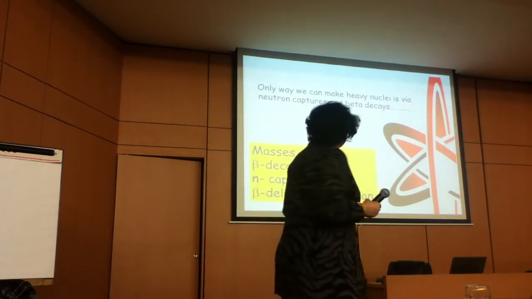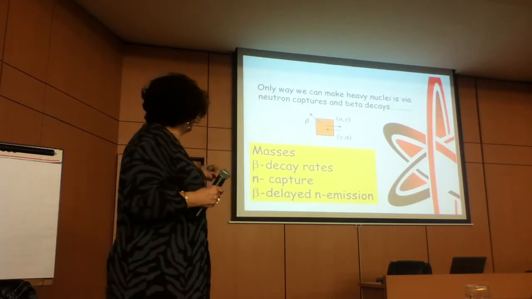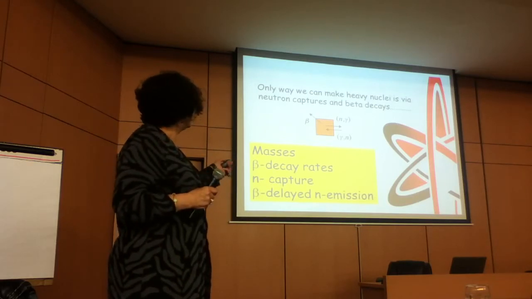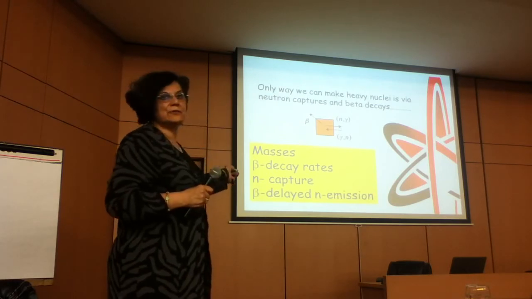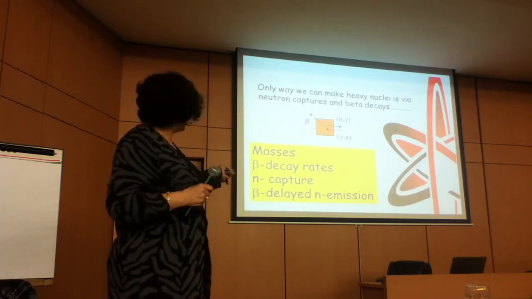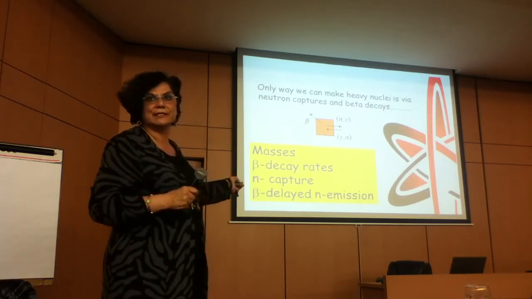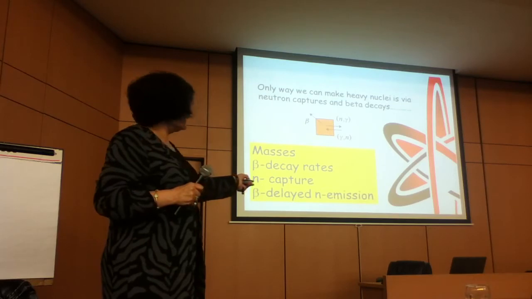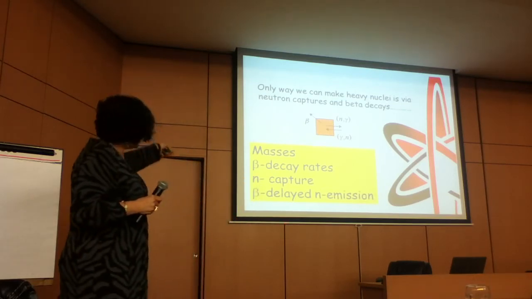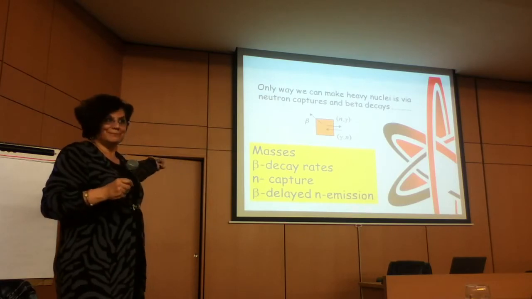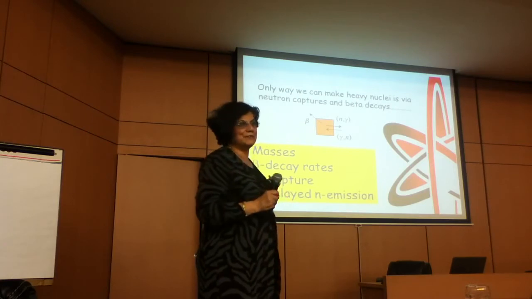So what's the nuclear physics? What are the input parameters that go in? If we're going to do neutron capture and beta decay, we care about the nuclear masses or mass differences. We care about the beta decay rates. We care about neutron capture cross sections. And we care about beta-delayed neutron emission rates. Do we know how all of these work? Yes. Do we know how they behave in different competitive situations?